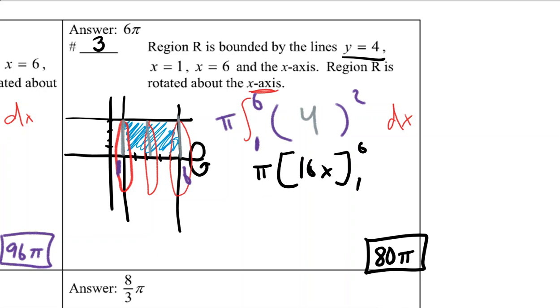I'm still trying to do 0 there. One time you should plug in 6 and get 96. And the next time you plug in 1, we subtract those, and so you end up with 80 times pi, which is where I got that as an answer. Okay.